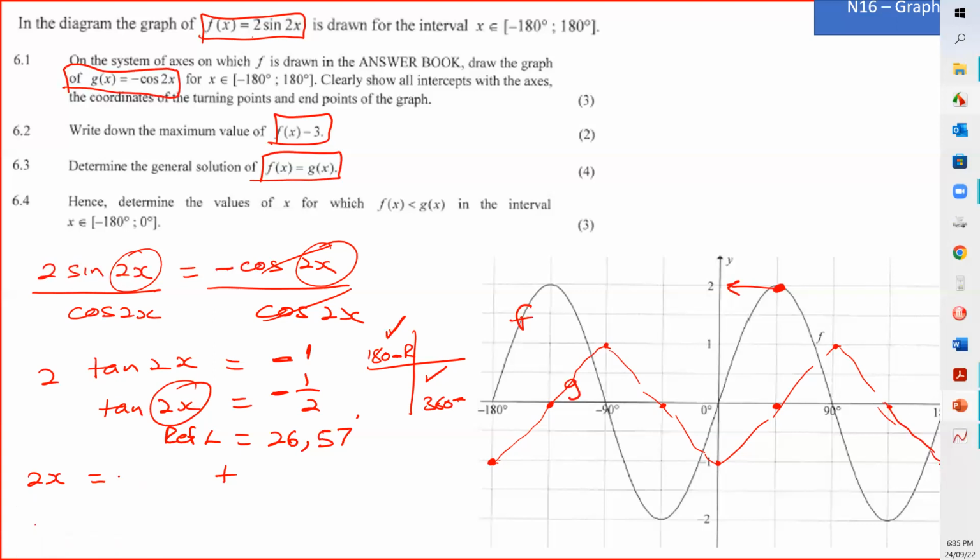So 180 minus your reference angle of 26.57 plus 180k. Remember to say that k is an element of the integers. And then we're going to divide by 2. So we're going to say x is equal to 180 minus 26.57 and divide that by 2. You should get 76.72. And we're going to divide the 180 by 2, which will give us 90k. And that is what we're looking for, a general solution.